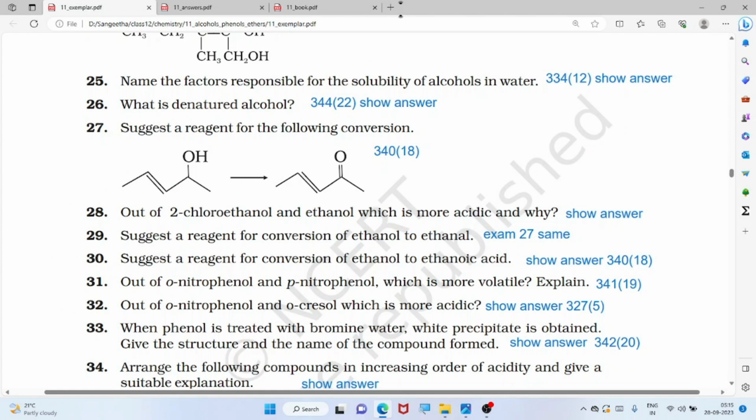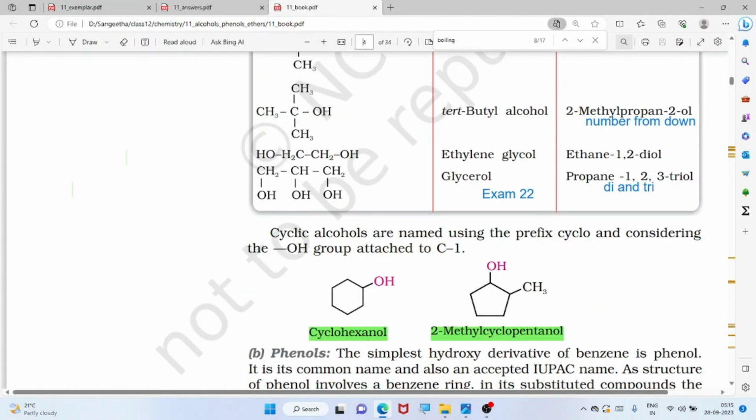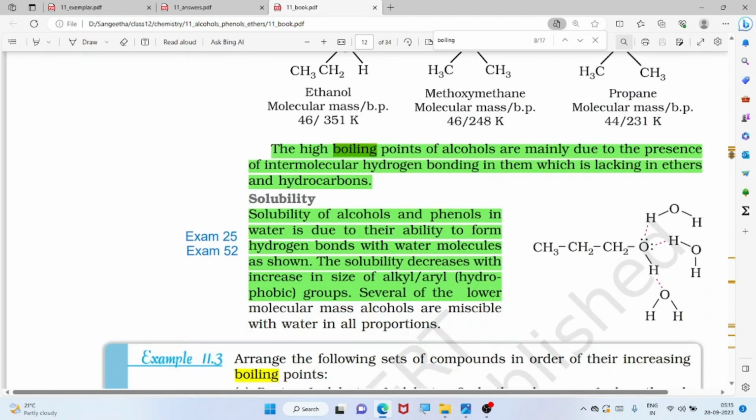Name the factor responsible for the solubility of alcohols in water. The alcohols' ability to form hydrogen bonding with the water molecules. Solubility of alcohols and phenol in water is due to the ability to form hydrogen bonding with the water. Okay, this is the hydrogen bonding with the water.